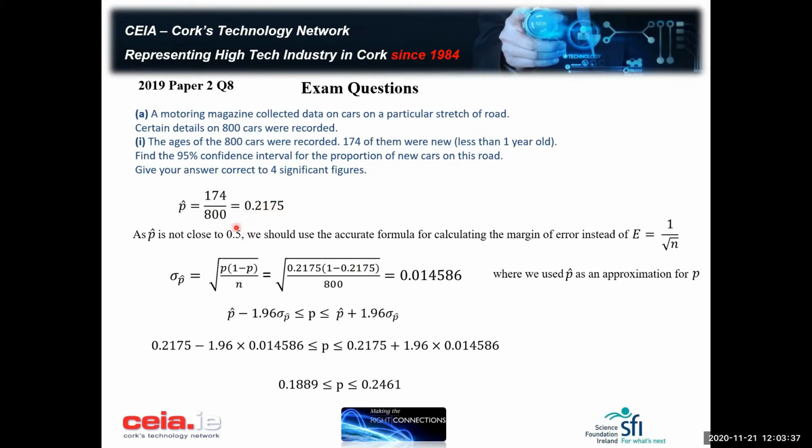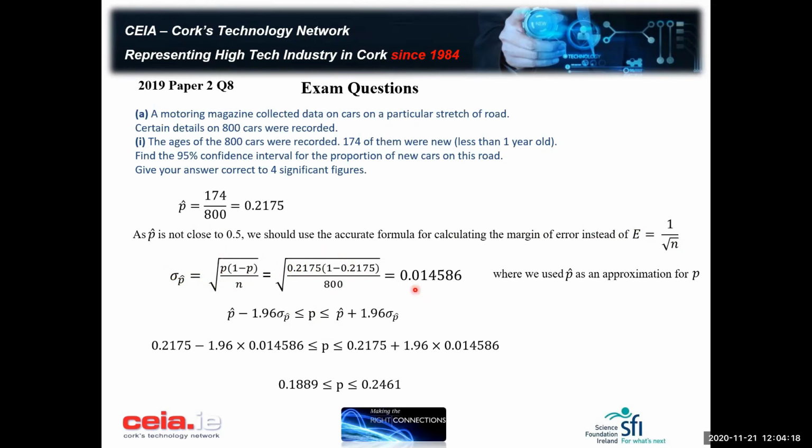Now, this number is a long way away from 0.5, so you can't use the simple E equals 1 over root n for the margin of error. We need to use the accurate formula instead. The accurate formula is got by looking at the standard deviation of the sample proportion, which is the square root of p times 1 minus p over n. We don't actually have p here, we have p hat, so we use the p hat value for p, and it's 0.2175 times 1 minus that over 800.